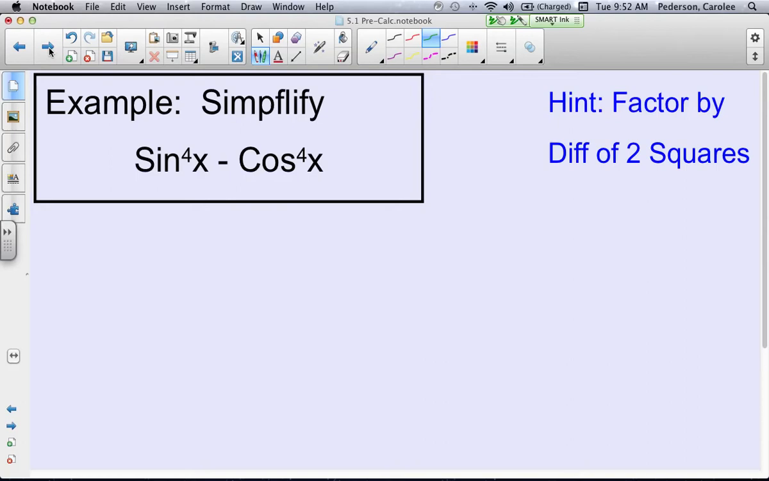More factoring. And the hint of factoring is the difference of two squares. Do you remember the difference of two squares? If you have a squared minus b squared, you can factor it as a minus b times a plus b. Do I have that scenario here with sine to the fourth of x minus cosine to the fourth of x? I have two terms. They have to be raised to the second power. In this case, they're raised to the fourth power. So how do we factor this expression?